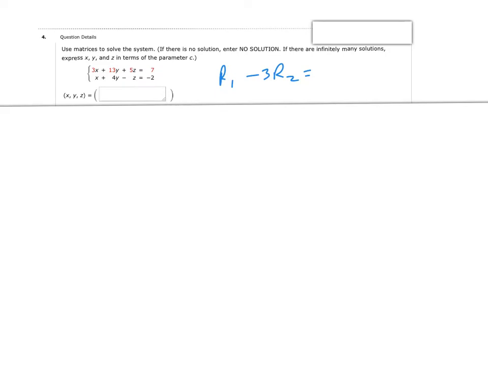So in this case, the x's do cancel. This turns into 1y, and then this would turn into 8z, and then that's going to equal 7 plus 6, which would be 13. And there's really nothing else I can do. And so what I'm going to say here is that because I have 1 equation with 2 variables, or if you want to think of it, 2 equations with 3 variables, there's going to be infinitely many solutions here, just because there's not enough information given in the problem.